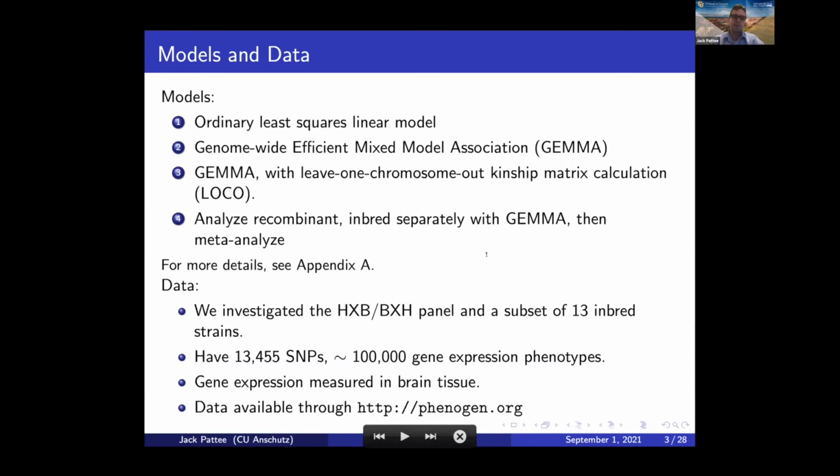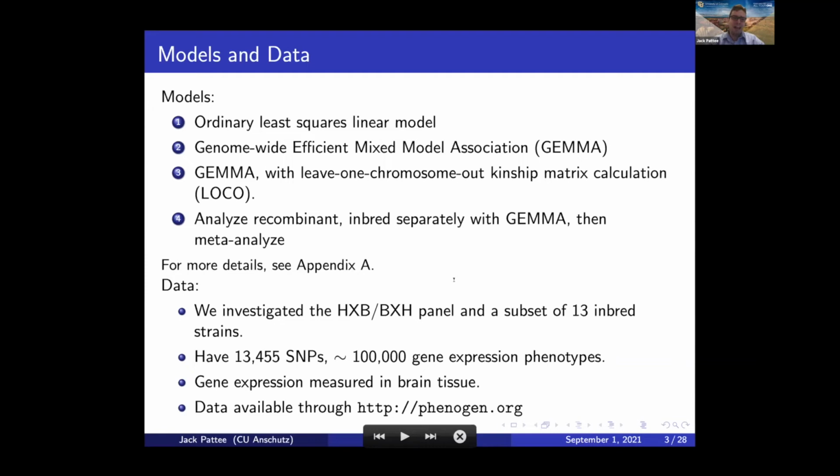And fourth is that we analyze the recombinant and the inbred panels separately with GEMMA and then meta-analyze them after the fact. This is based on the principle that maybe these populations are too different to mega-analyze at the same time. You might need to analyze them separately in order to get valid inference.